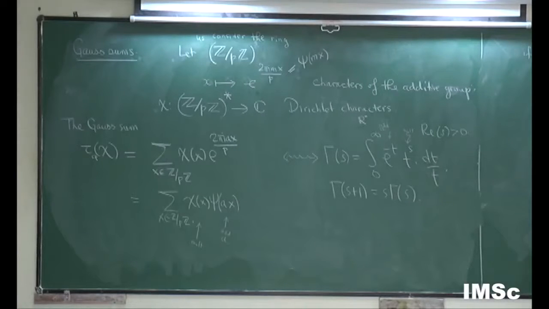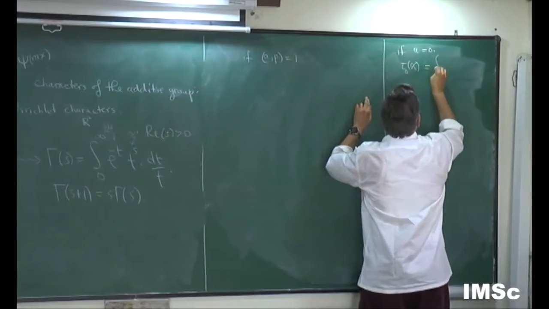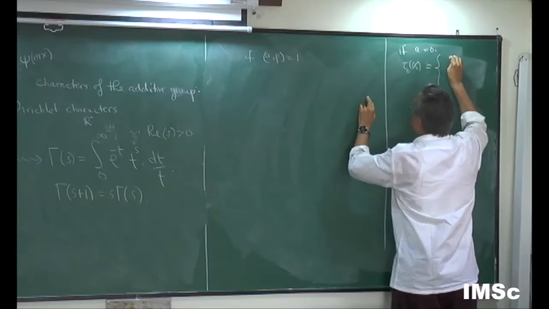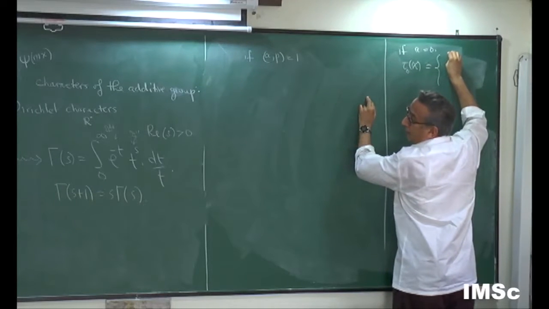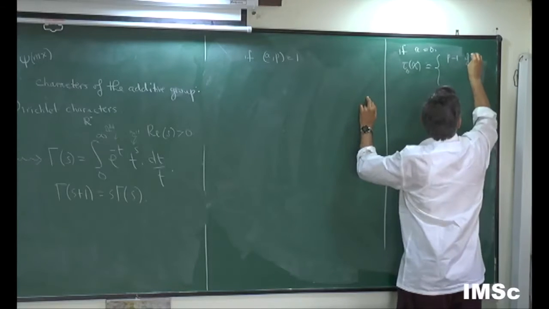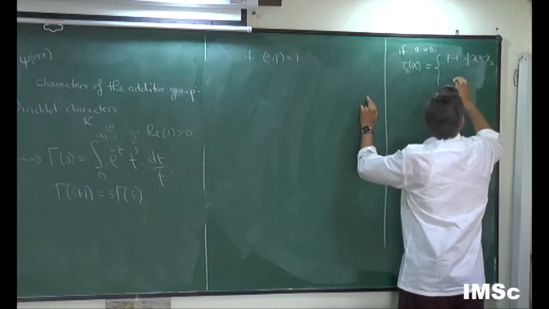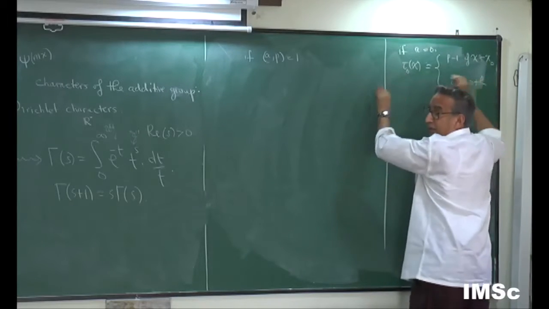So if a is 0, tau sub 0 of chi is either p minus 1 if chi is trivial, and it's 0 otherwise, right? So this is pretty easy.